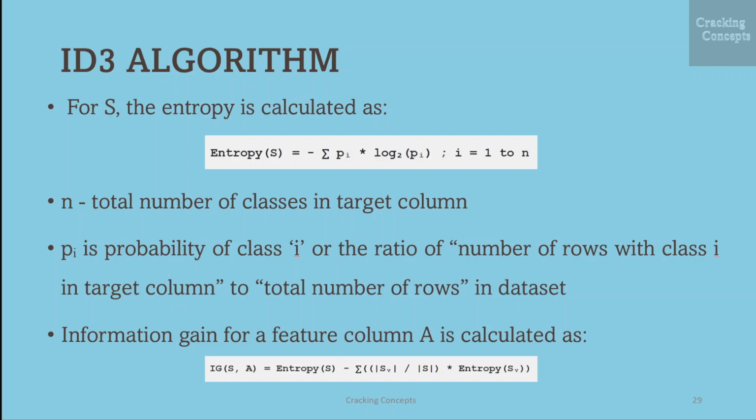in the dataset. Information gain for a feature column A is calculated as entropy of S minus sigma of mod SV divided by mod S into entropy of SV. Here SV is the set of rows in S for which the feature column A has a value V. Mod SV is the number of rows in SV, and mod S is the number of rows in S.